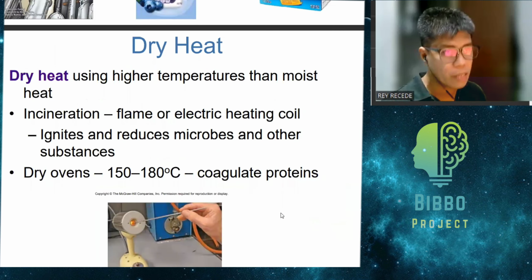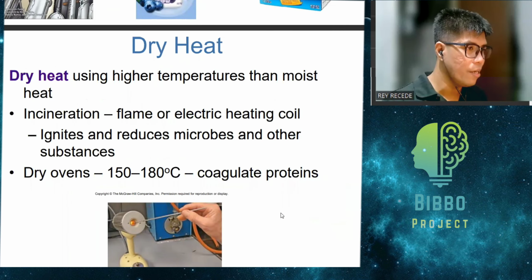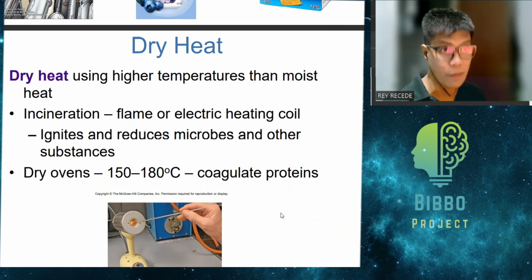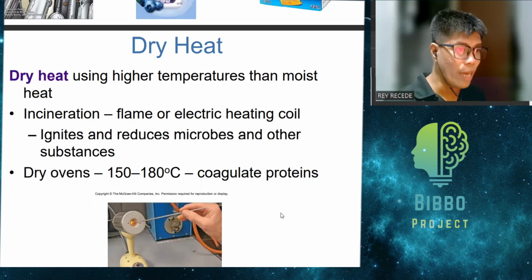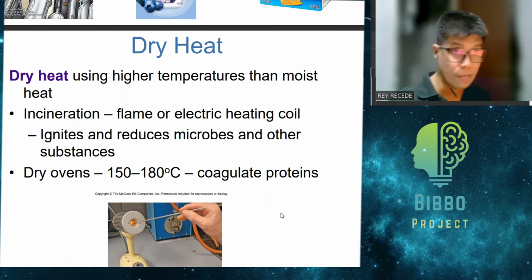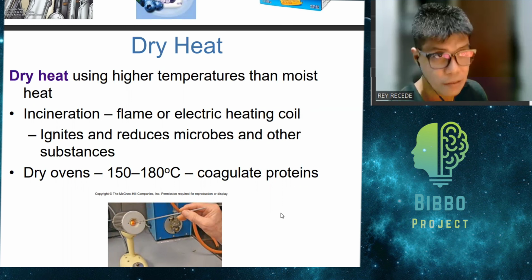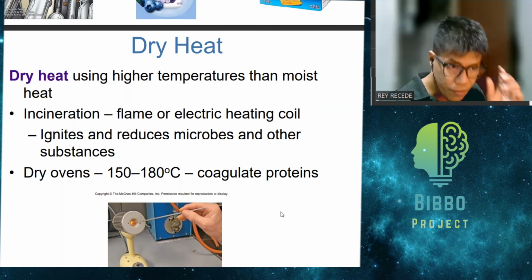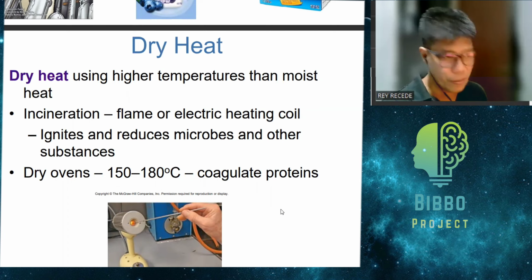You have the dry heat, or the use of dry heat, using higher temperatures than moist heat, incineration, or that refers to flame, or you're burning something, or electric heating coil, ignites and reduces microbes and other substances. Dry ovens from 150 to 180 degrees Celsius coagulate proteins. Pag sinabi mong coagulate, there is solidification.